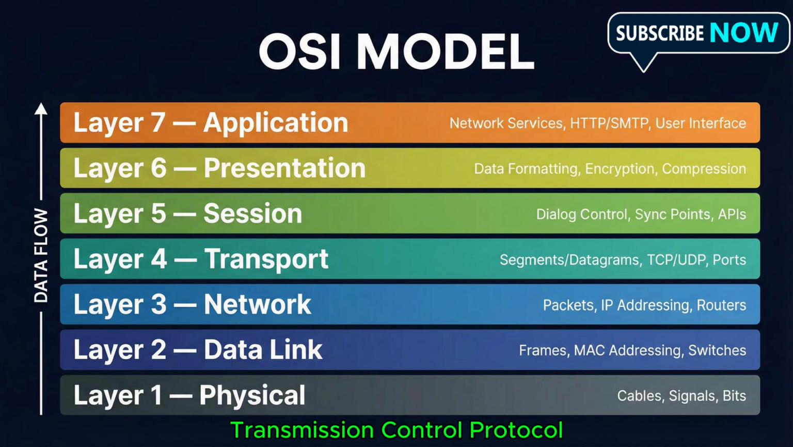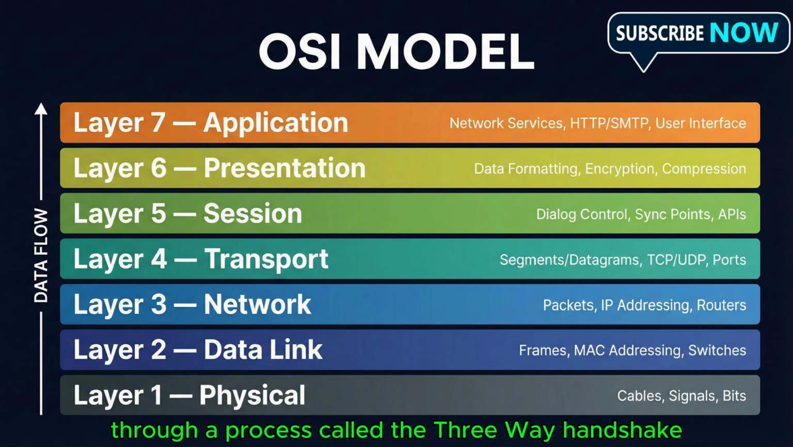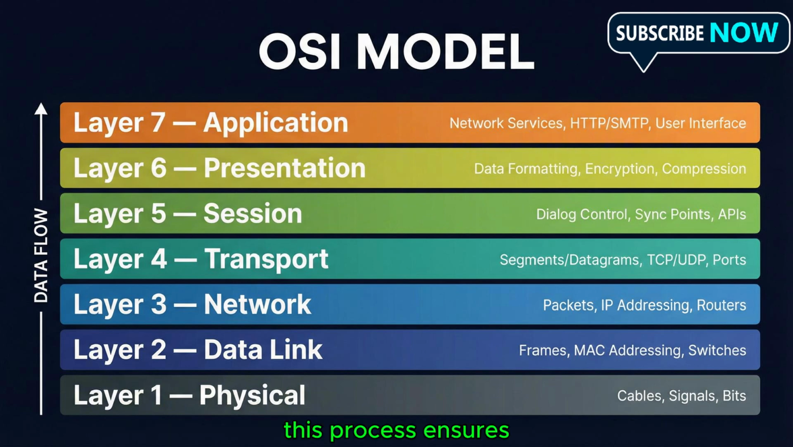Transmission Control Protocol, TCP, is a connection-oriented protocol. Before data is sent, TCP establishes a connection through a process called the three-way handshake. This process ensures both sides are ready to communicate and establishes a reliable connection. If a packet is lost, it is retransmitted.